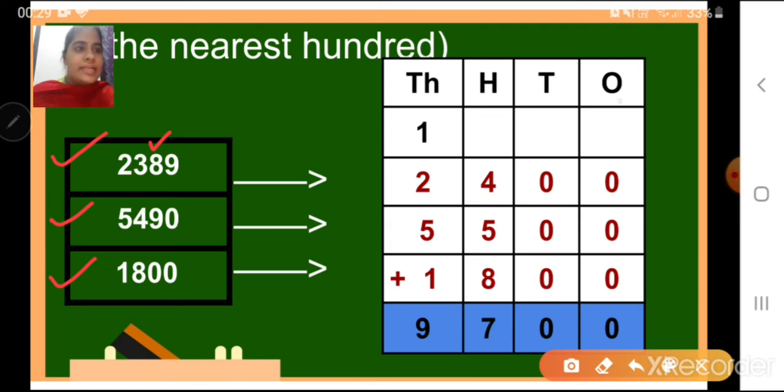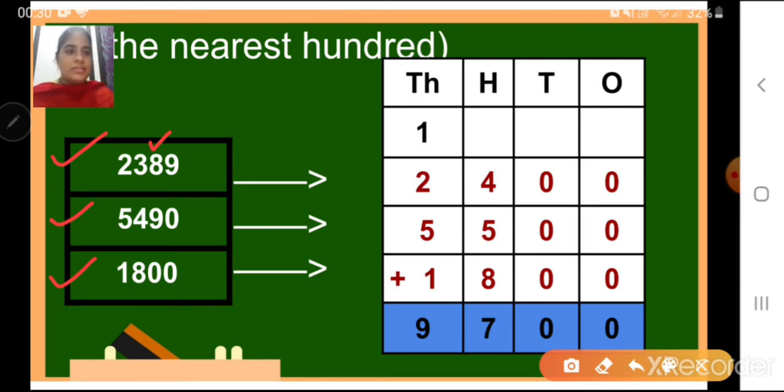Now after finding the rounding off, after that we have to start our addition. Start from ones place. 0 plus 0 plus 0 is 0. Again at tens place we have zeros. Then at hundreds place we have 4 plus 5 plus 8 which is 17. 1 will be carried over to thousands place and 7 we will write at hundreds place. Then at thousands place we have 1 plus 2 plus 5 plus 1 which is 9.